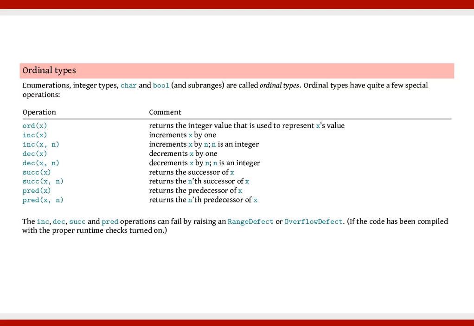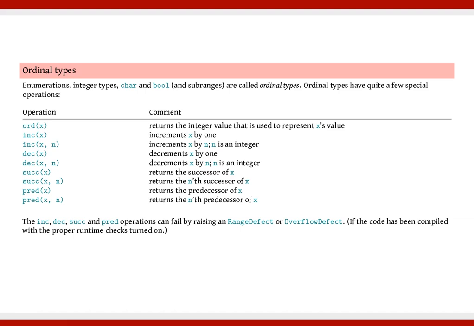Ordinal types. Enumerations, integer types, char and bool, and subranges are called ordinal types. Ordinal types have quite a few special operations. ord(x) returns the integer value that is used to represent x's value. inc(x) increments x by 1. inc(x, n) increments x by n; n is an integer. dec(x) decrements x by 1. dec(x, n) decrements x by n; n is an integer.